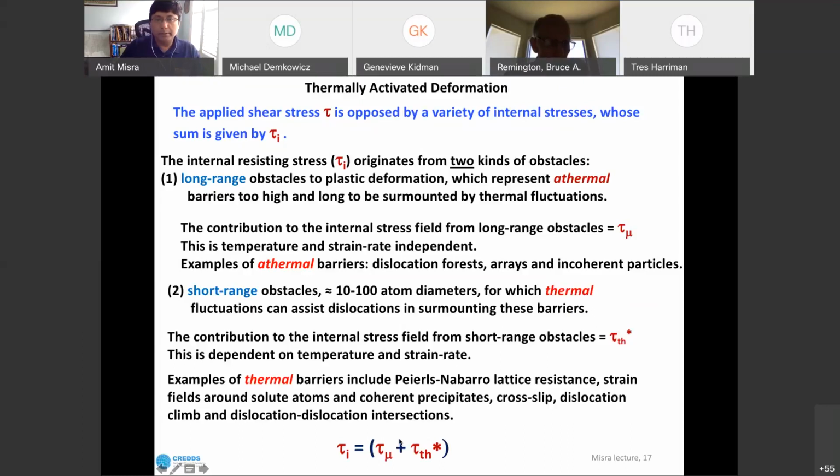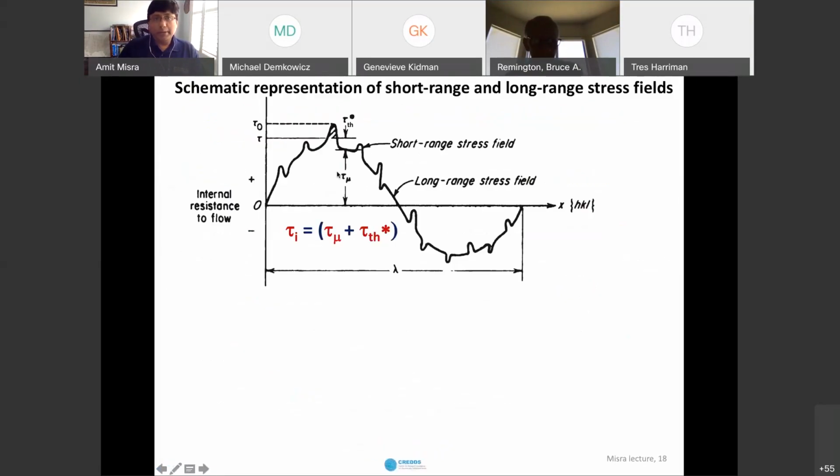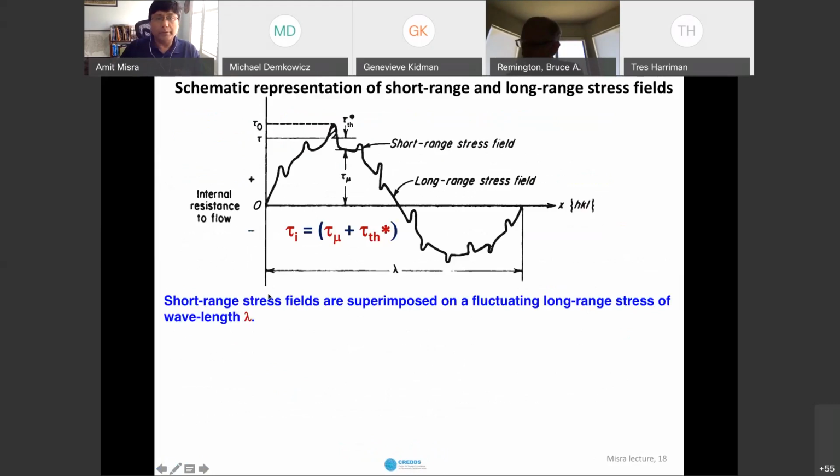So the total is these two parts, and this is an important message to have, that we are overcoming two kinds of barriers, one that can be overcome by thermal fluctuations alone, and the other that cannot be, and that requires mechanical work to be done by applied stress. We can plot it schematically as shown here. And so we have the short range stress fields that are superimposed on a fluctuating long range stress field of some wavelength lambda.